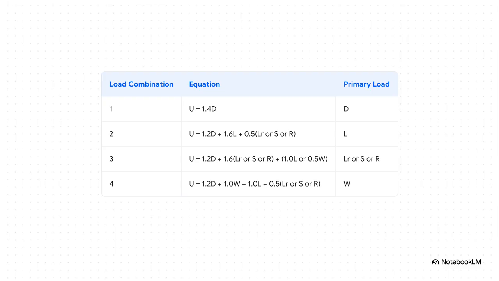The code makes us use these factored load combinations. We take the dead loads, D, and the live loads, L, and we multiply them by factors, like 1.2 and 1.6, to build in a margin of safety. The biggest number we get from all these combinations becomes U, our required strength. That's the target our design has to beat.